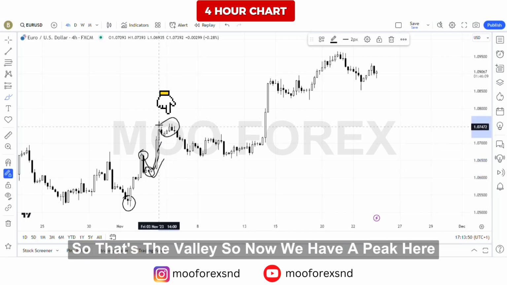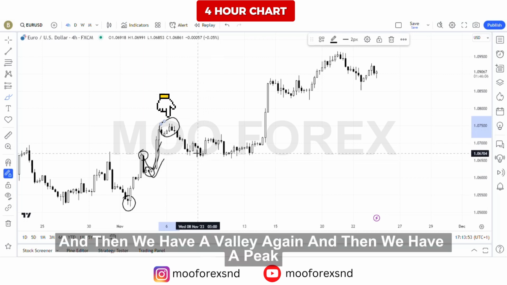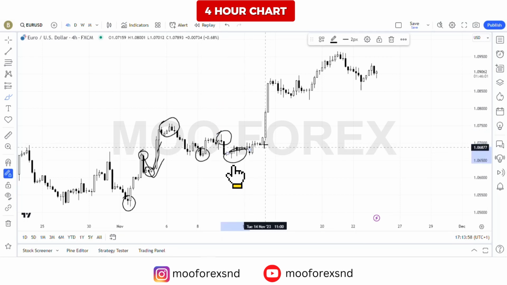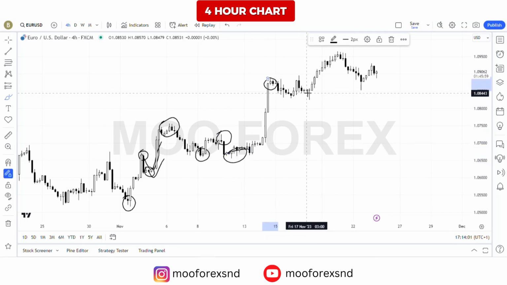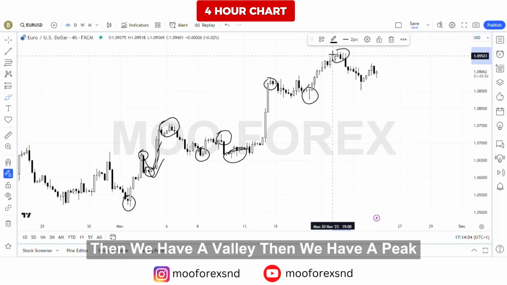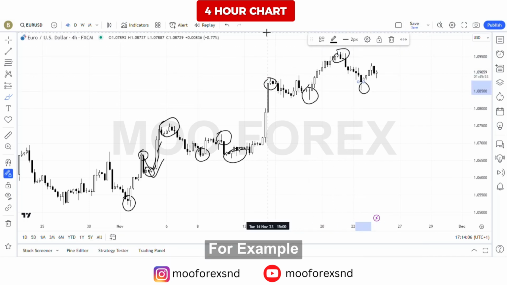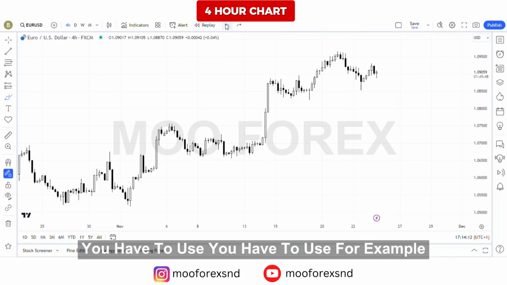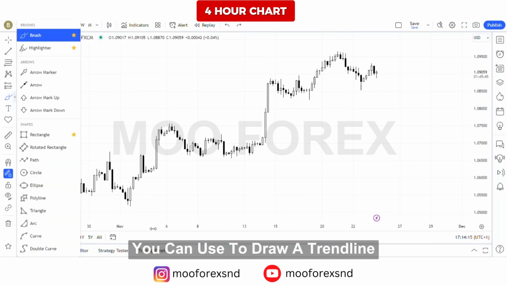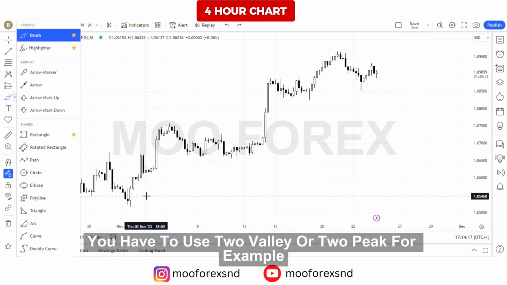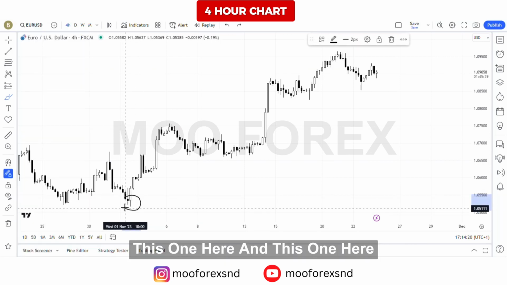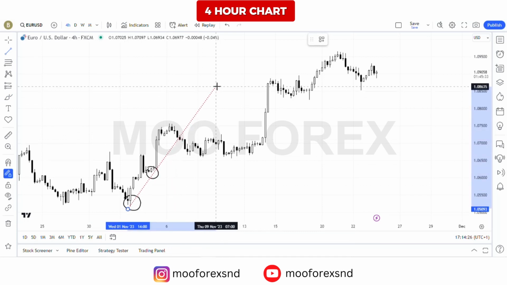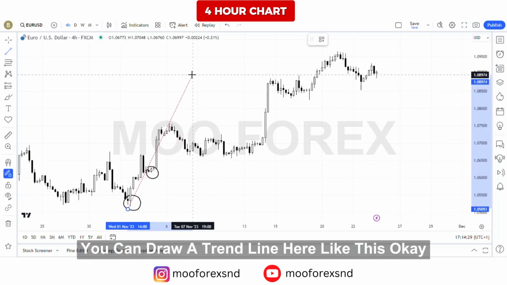So now we have a peak here, and then we have a belly again, and then we have a peak, then we have a belly again, then we have a peak, then we have a belly, then we have a peak, then we have a belly. Okay, for example, see here, whenever you are going to draw a trend line, you have to use two bellies or two peaks. For example, this one here and this one here. If you draw a trend line, you can draw a trend line here like this.